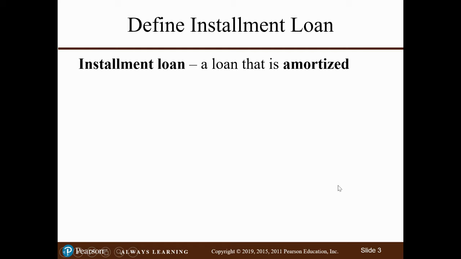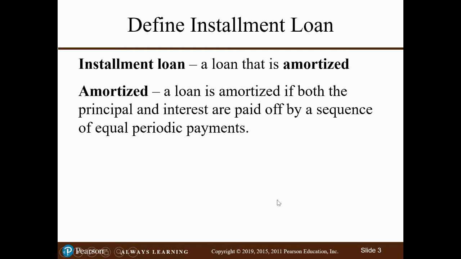First of all, an installment loan. It's a loan that is amortized. Well, what does amortized mean? Amortized means a loan is amortized if both the principal and interest are paid off by a sequence of equal periodic payments. The actual root word is mort or morte, and that means to kill. So you're killing off the loan when you pay the payments, and each payment that you make includes both interest that has been accumulated plus some principal towards the loan amount.